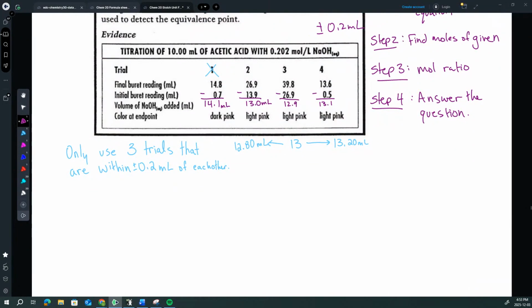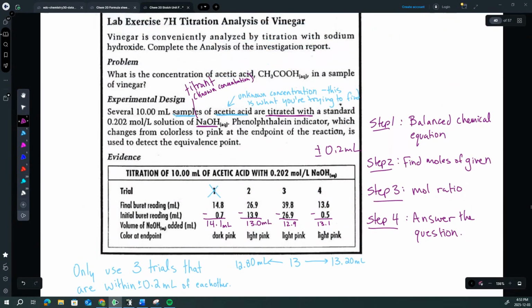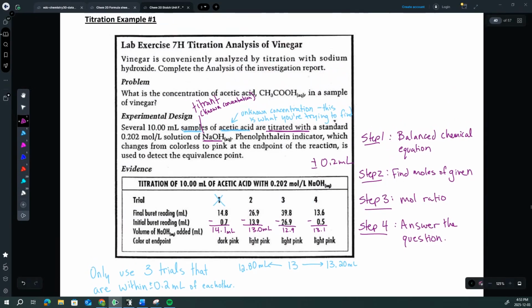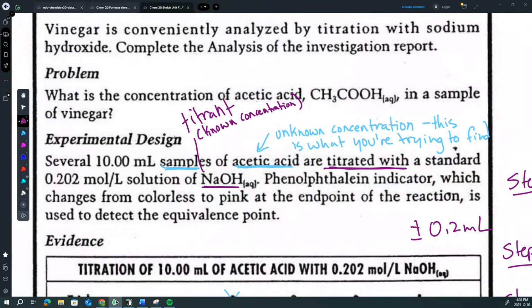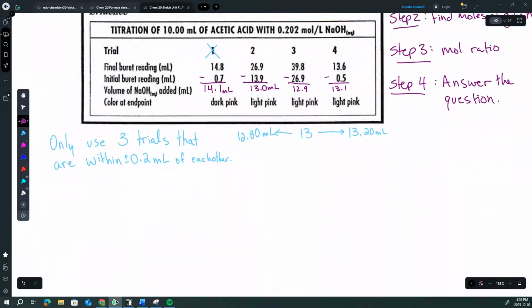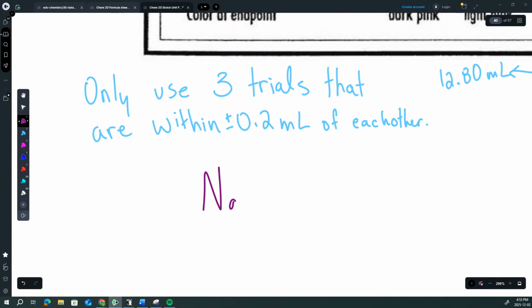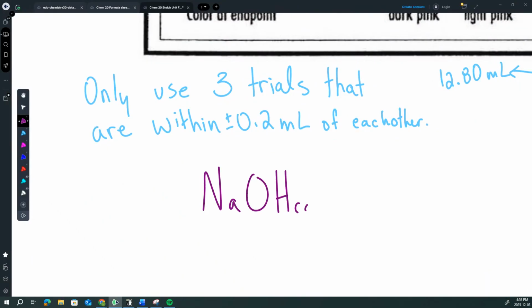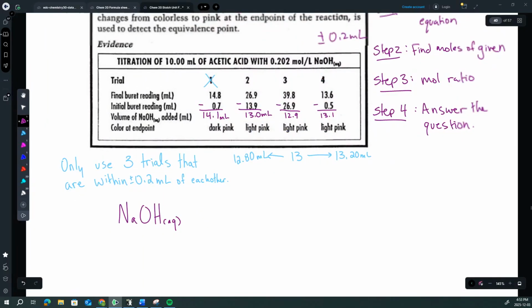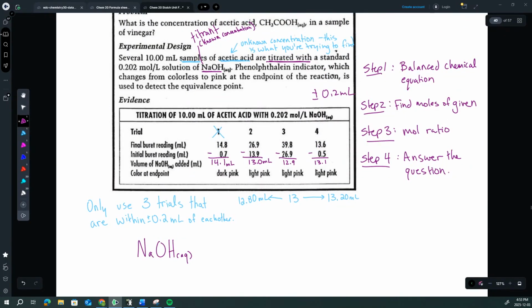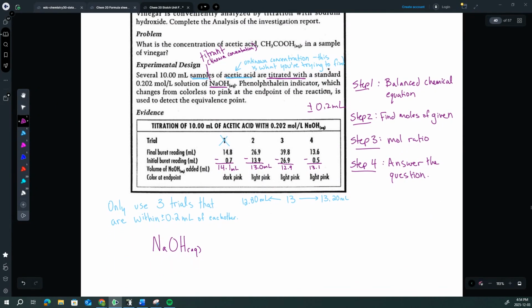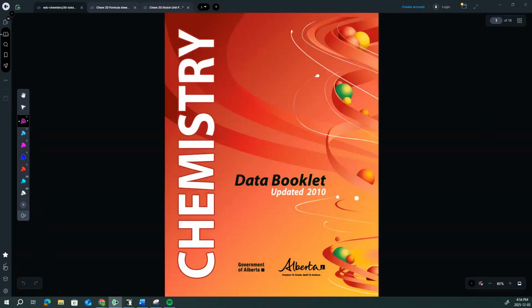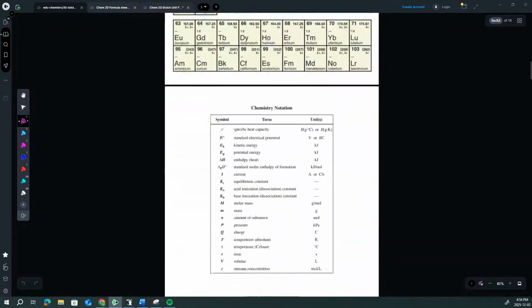All right, so let's work on step 1, balanced chemical equation. We've been told that we're working with acetic acid and sodium hydroxide. Let's start off with what we know, which is sodium hydroxide, and that's a solution, because both acetic acid and sodium hydroxide are solutions here. They don't give us the formula of acetic acid, but that's no worries. We can look it up in our data booklet.